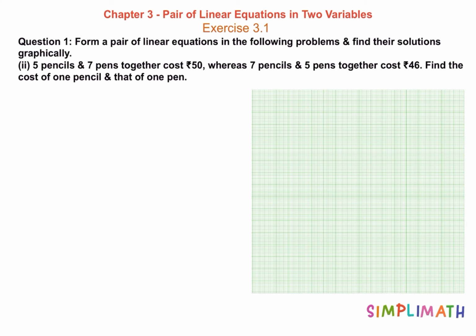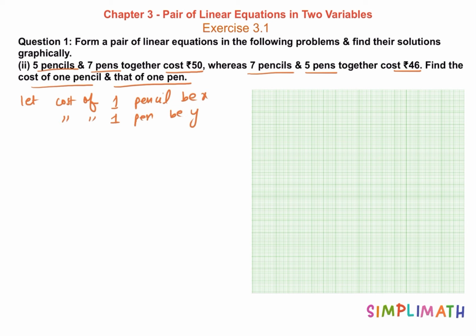The second part says 5 pencils and 7 pens together cost rupees 50, right? And 7 pencils and 5 pens together cost 46 rupees. So what is the cost of one pencil and one pen? So we have to find the cost of one pencil and the cost of one pen. So let the cost of one pencil be x and the cost of one pen be y.